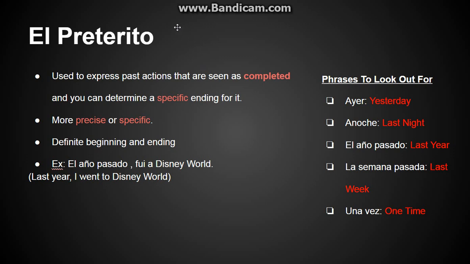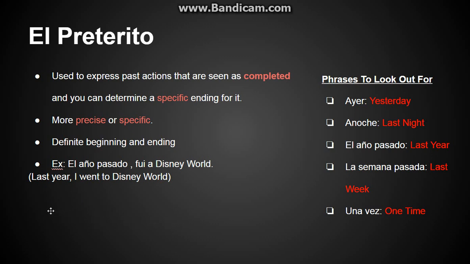On the other hand, preterite verbs are the complete opposite. They're used to express past actions that are seen as completed, and you can determine a specific ending for it. They are more precise, and they do have a definite beginning and ending. For example, last year I went to Disney World. At first glance, it may not look as if you can see a beginning or an ending, but if you look at the words last year, we do know when last year started, and we do know when last year ended.